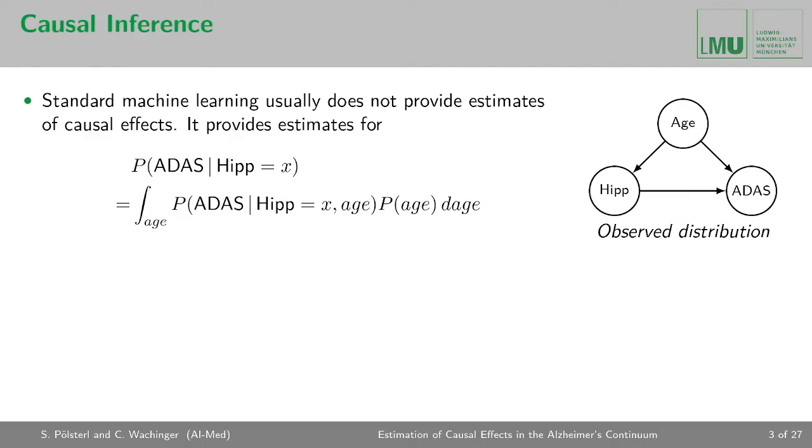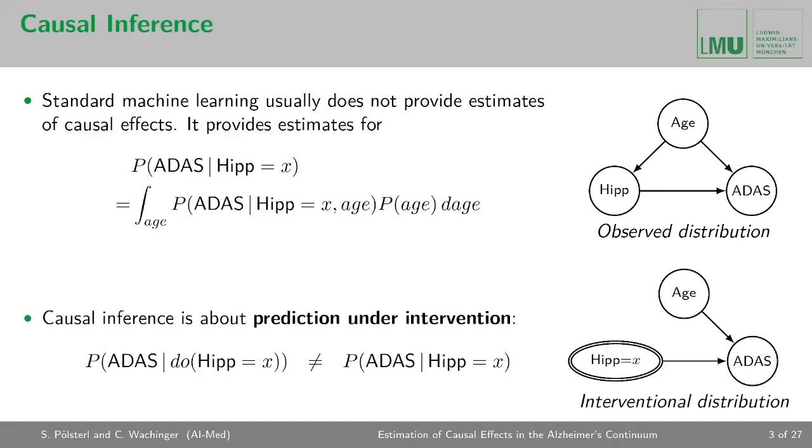If we train a machine learning model to predict the ADAS score from hippocampus volume, we estimate the following conditional probability distribution: the probability of ADAS conditional on hippocampus volume at X. However, machine learning alone is not going to be sufficient to estimate the causal effect. To infer causal effects, we need to do causal inference instead.